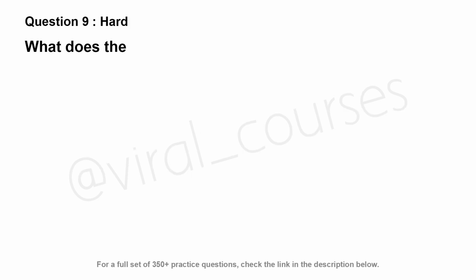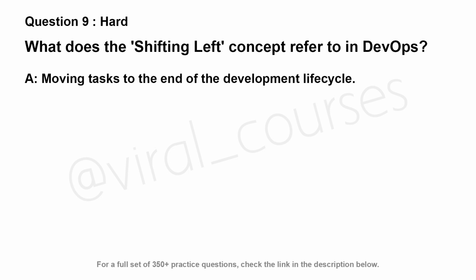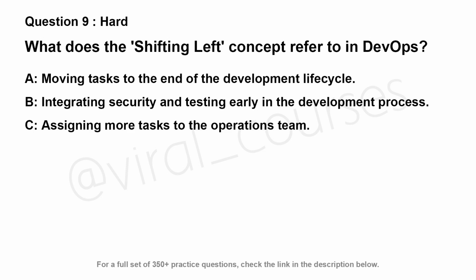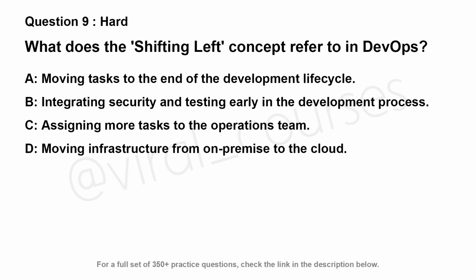What does the shifting left concept refer to in DevOps? Option A. Moving tasks to the end of the development lifecycle. Option B. Integrating security and testing early in the development process. Option C. Assigning more tasks to the operations team. Option D. Moving infrastructure from on-premise to the cloud.